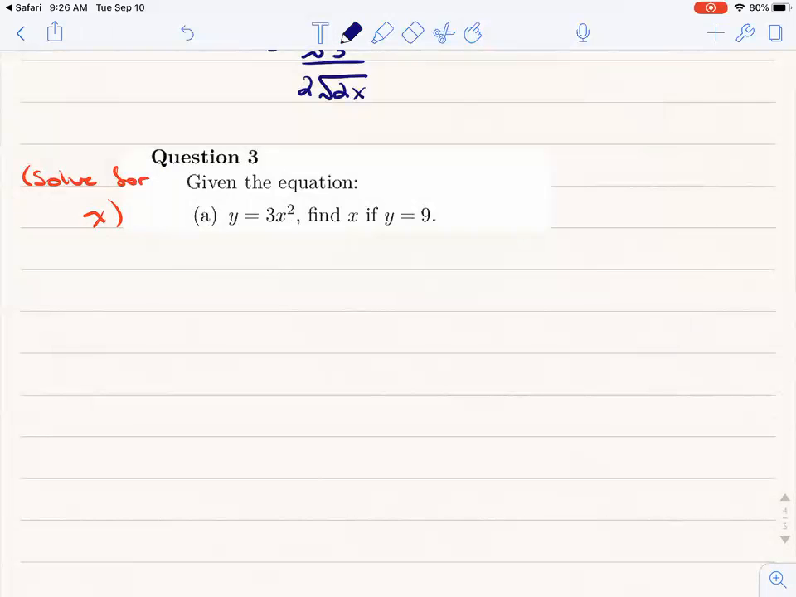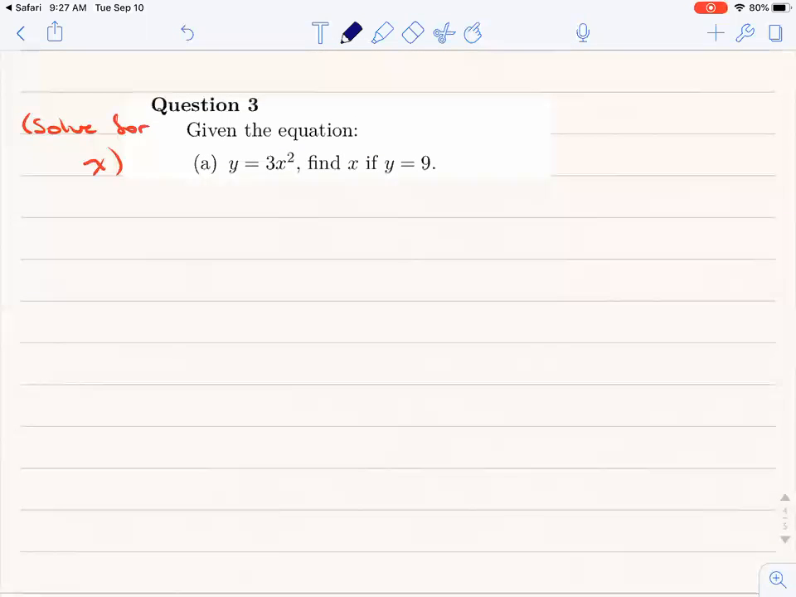So here we've got y is 3x squared. And so we're going to find x if y is 9. Not too bad. So we're just going to plug in y is 9 and solve for x. And so we've got 9 is 3x squared. We want to get x on its own, right? The first thing we have to do is, well, there's nothing being added or subtracted to it, so it's just multiplying. So in order to move the 3 over to the other side, we have to divide. So 9 over 3 is x squared.